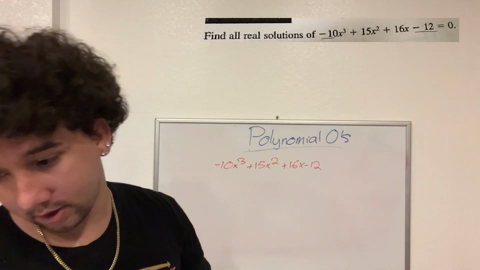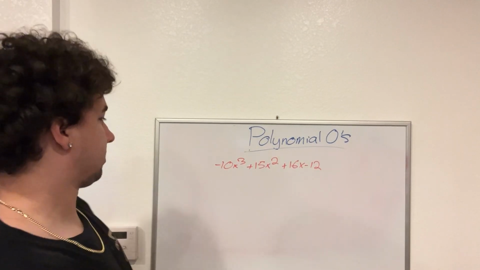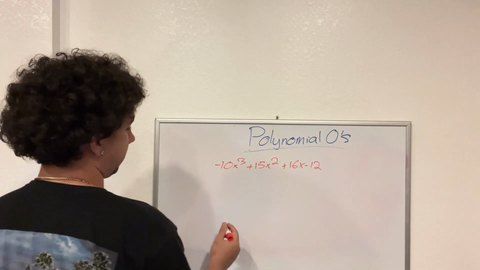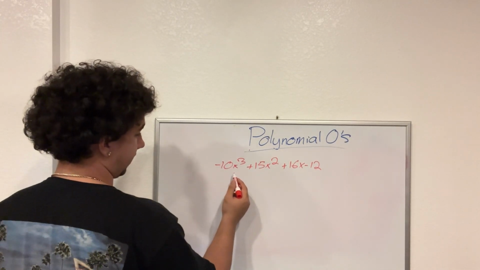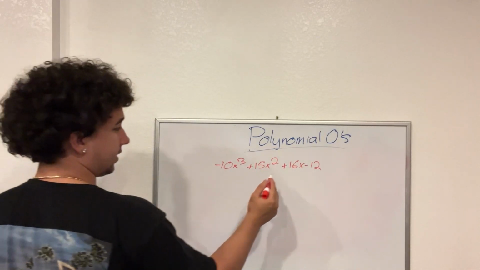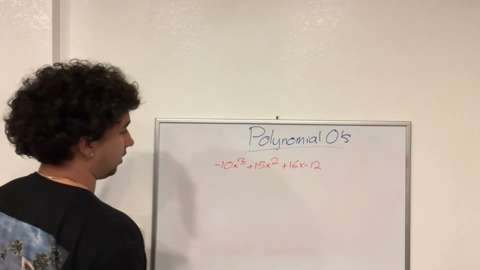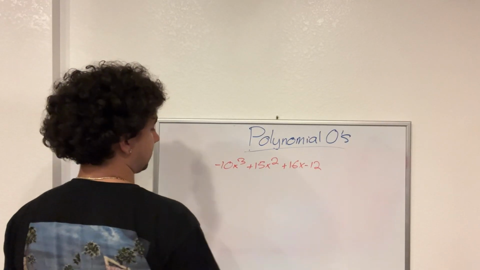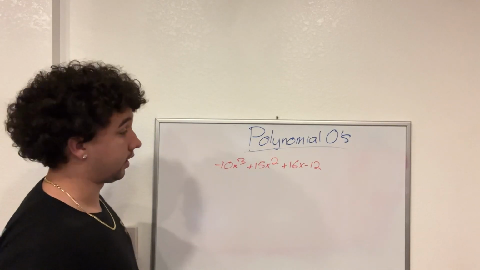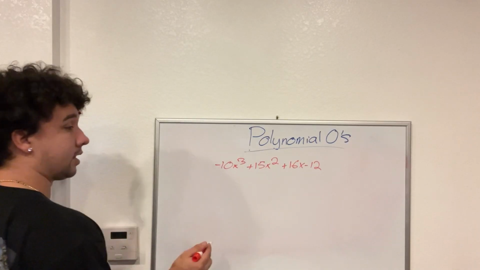Okay, so I'm supposed to be finding all the real zeros of this one right here. The first thing I'm asking is, can I factor this by grouping? If I take out 5x squared, what's left behind is negative 2x plus 3. And if I take out 4 here, I'm left with 4x minus 3. So that doesn't work, right? Ultimately my goal is to take out the same thing for both, so that's not going to work in this case.